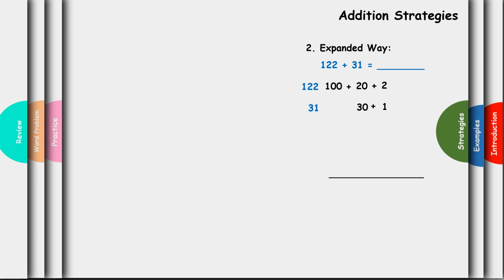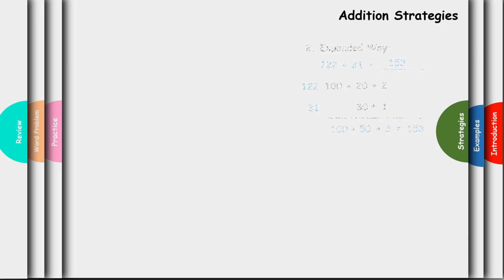Now we are ready to add them. 100 plus 0 is 100. 20 plus 30 is 50. 2 and 1 make 3. And that makes 153. So we say 122 plus 31 equals 153. You can choose whichever strategy you like to use. The answer will still be the same.